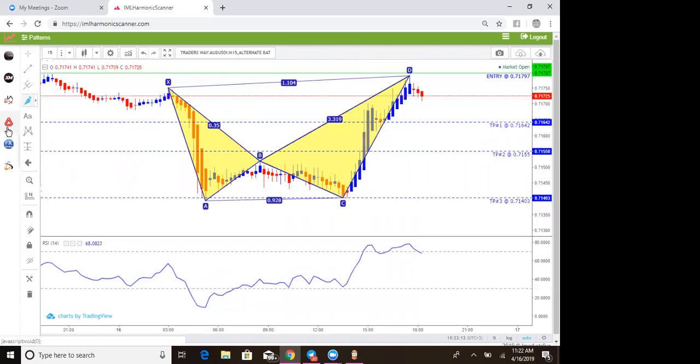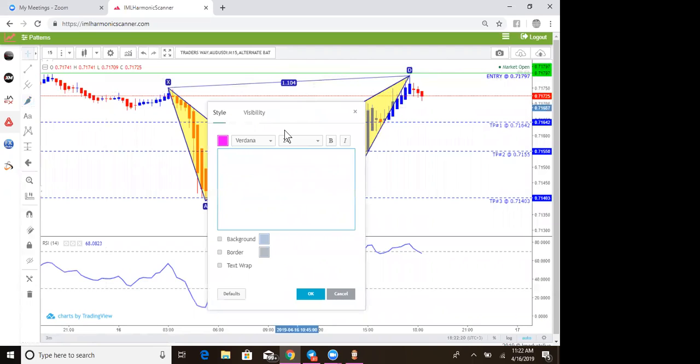So let me grab my... There we go. All right. So our entry for this one is 0.717. Sorry, I just got an update on a trade. Sorry, guys. Just 1 second. Okay. 0.71797. Okay.